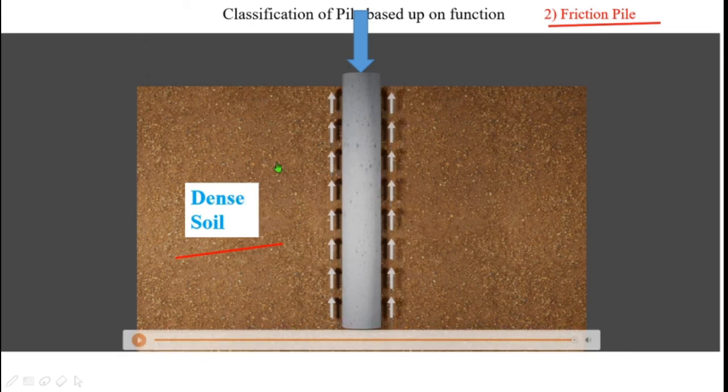Because of that friction, now you can see the nature of the load is vertically downward and the nature of the friction is vertically upward. So what does it basically mean? It means that all the load that is coming onto the pile is being resisted by the friction between pile and soil. So these type of piles are called as a friction pile.